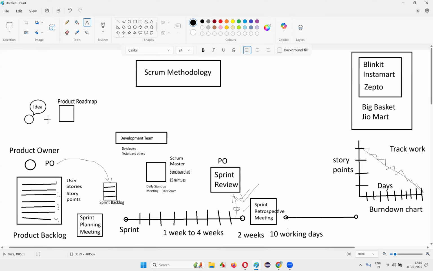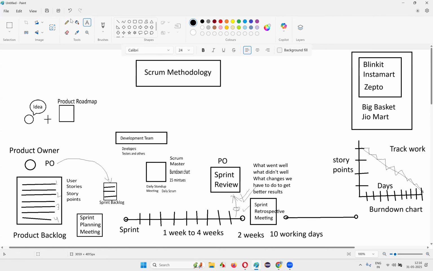The total team will be there: product owner, scrum master, and development team. All the team members will be discussing what went well, what didn't go well during this sprint, and what best practices to follow. What changes we have to make in our work to get better results will all be discussed in the sprint retrospective meeting.